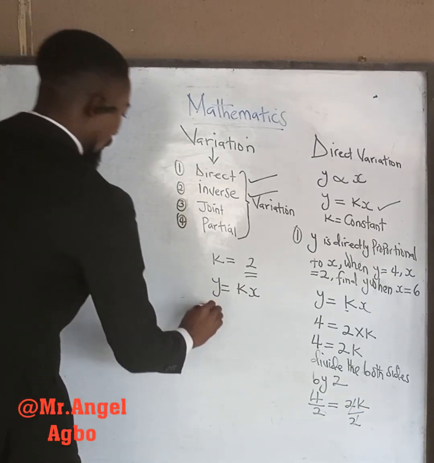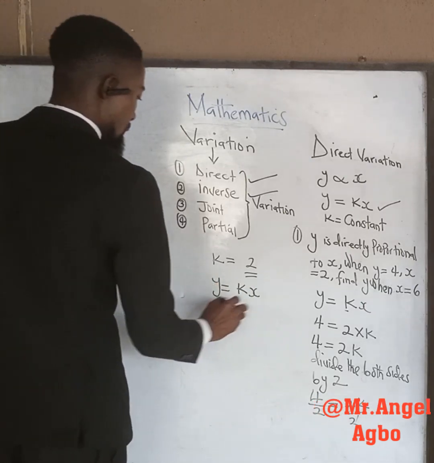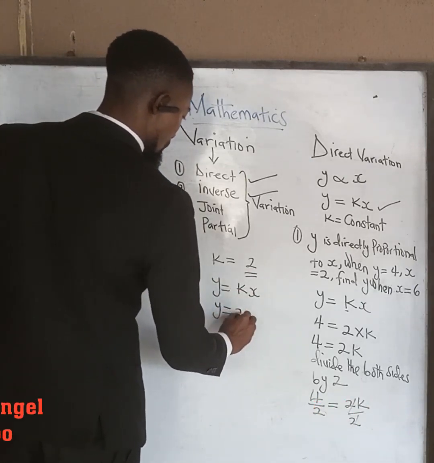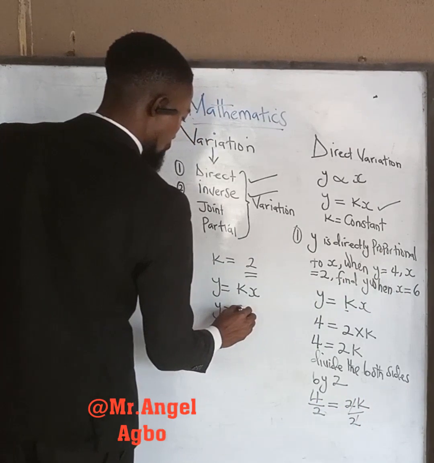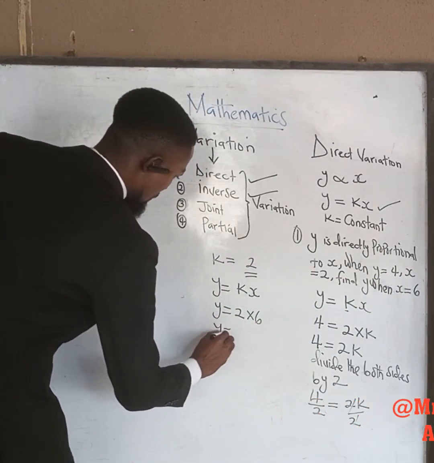Now we are asked to find y. So what we are going to do, we have already gotten the value of our k. Our k is 2, and our x from here is 6. So from here, our y is equal to what? 12.